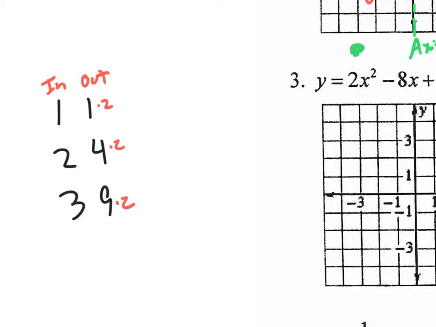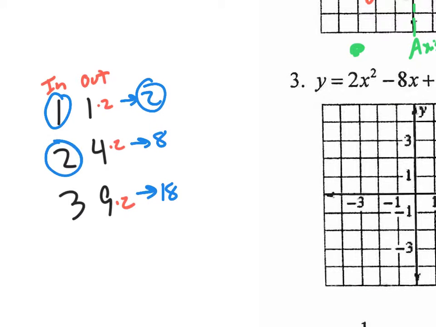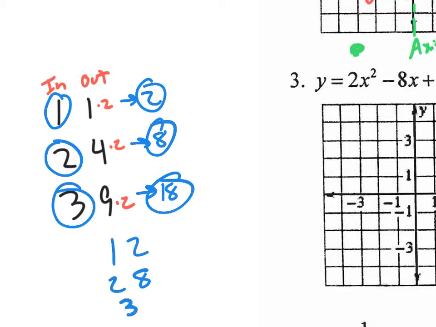So it would be 1, 2. It would be 2, 8. It would be 3, 18. So again, inputs 1, outputs 2. Inputs 2, outputs 8. Inputs 3, outputs 18. So we modified our pattern. Instead of 1, 1, 2, 4, 3, 9, it's 1, 2, 2, 8, 3, 18.